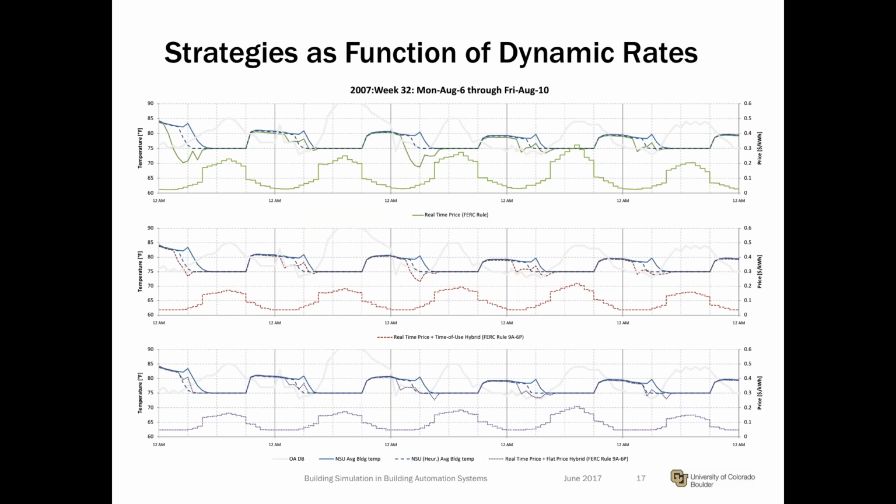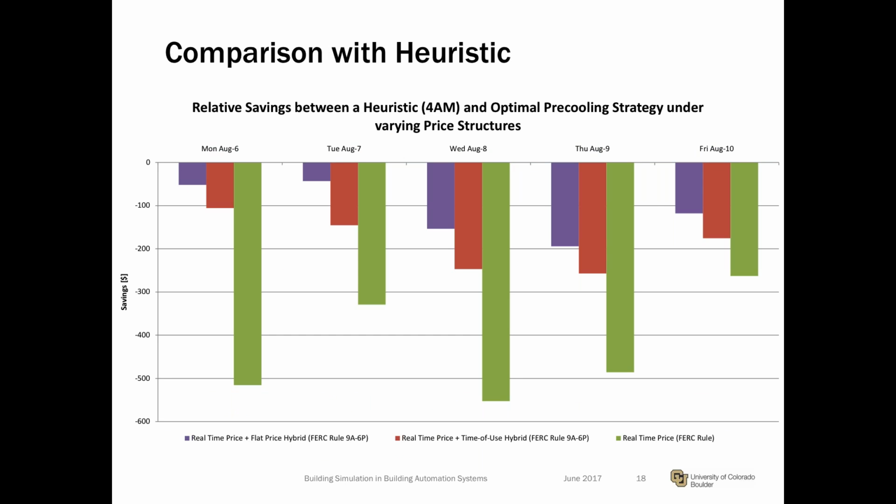If we compare the optimizer against a heuristic that starts pre-cooling the building at the same time of 4 o'clock every day, in all these 3 pricing scenarios, you may wonder, how does that heuristic fare? And it turns out that it fares reasonably well, but the optimizer is better for every day and for every price structure. And so there is a significant motivation to keep on pursuing a real-time optimal approach.